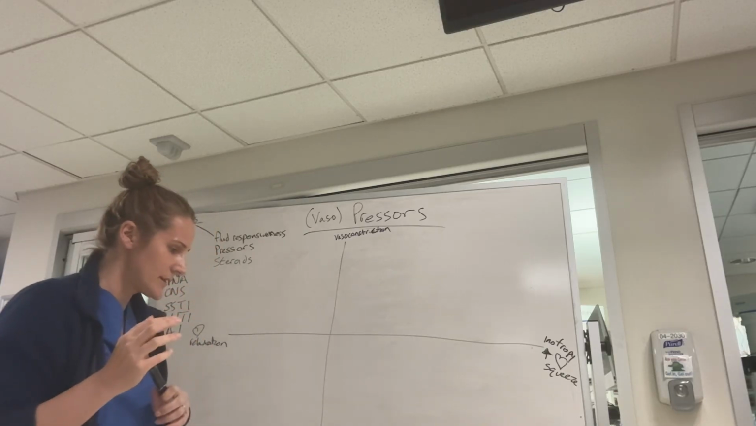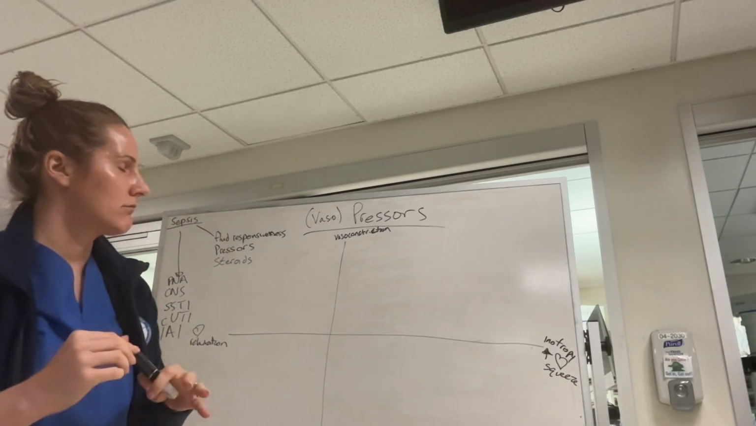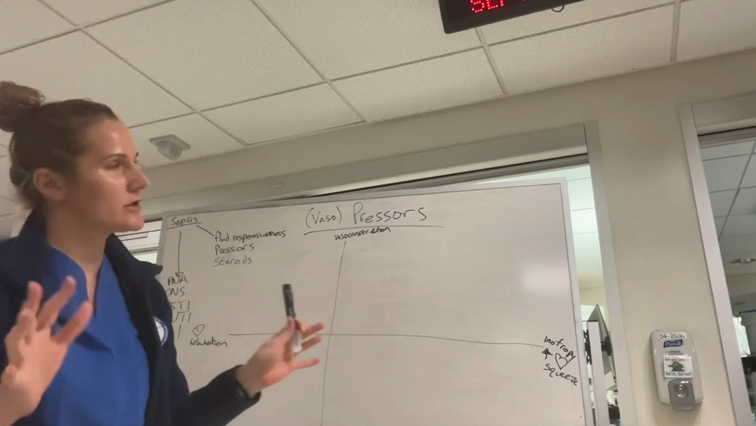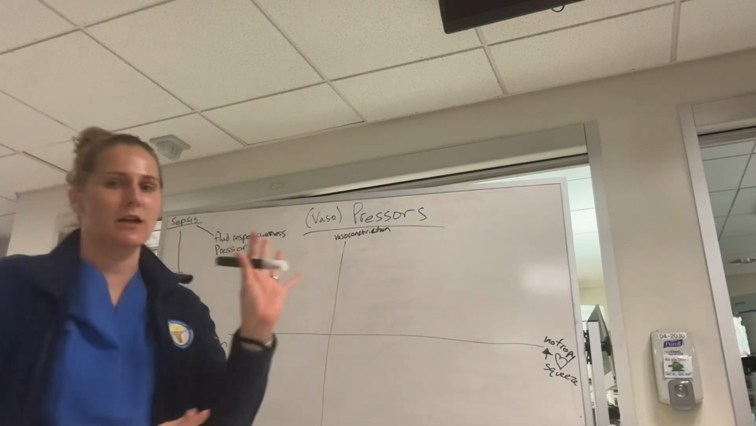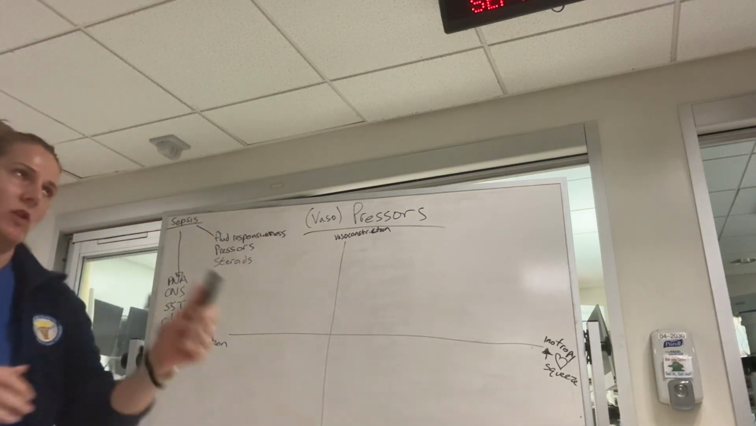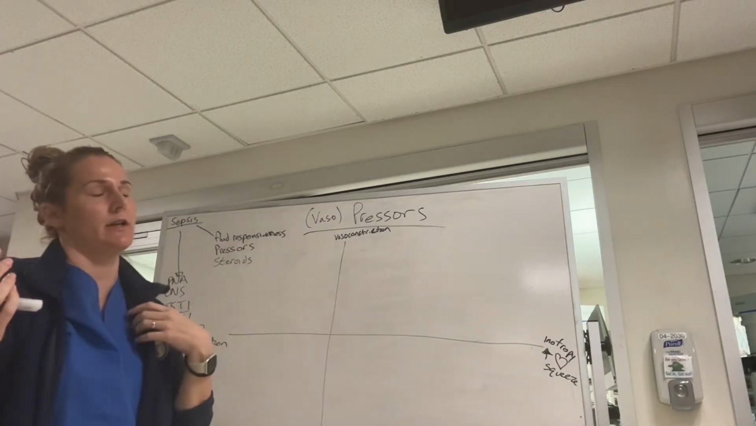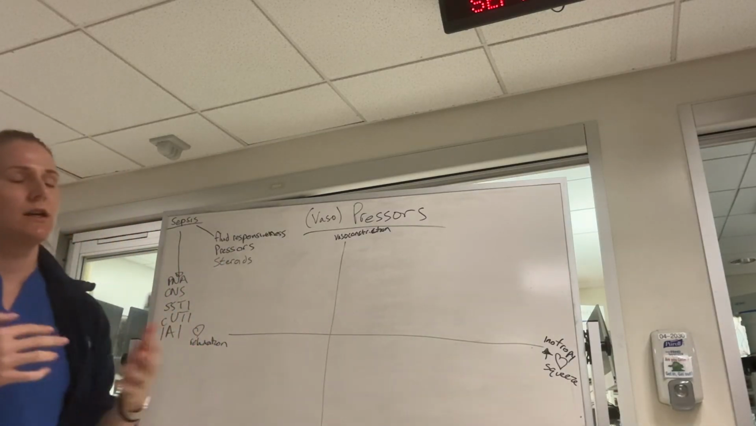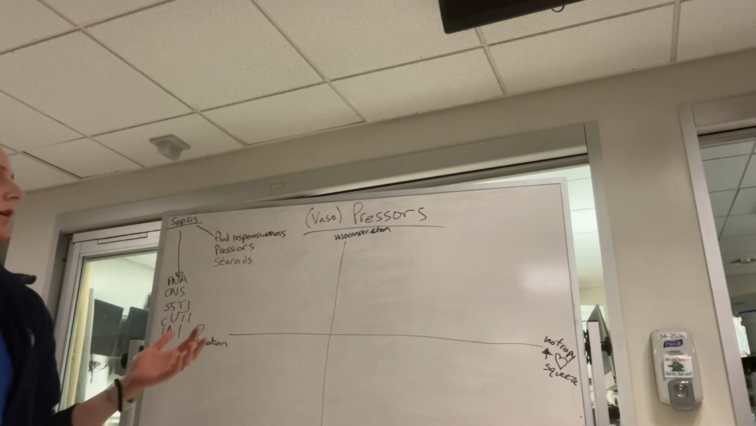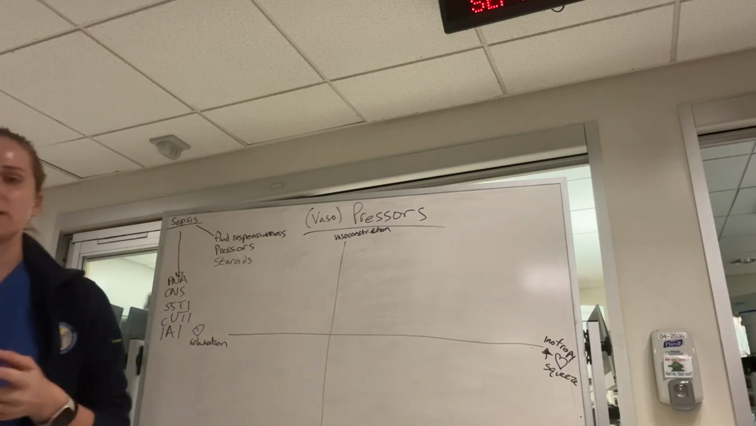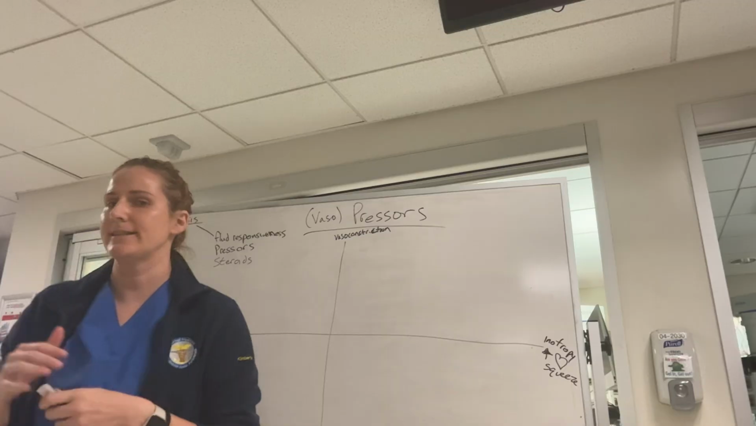Okay. So in septic shock, depending on the type of shock, it depends on what pressor you will reach for first, or which ones are first line, second line. So for sepsis, do you guys know what your first line pressor is?